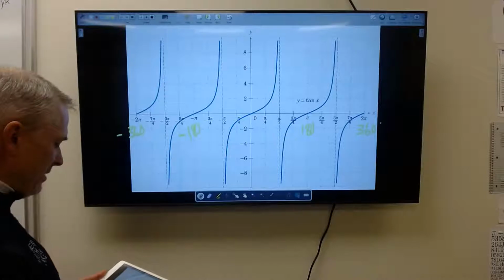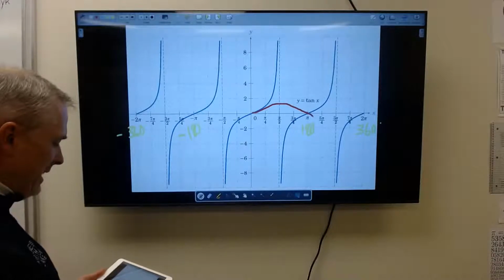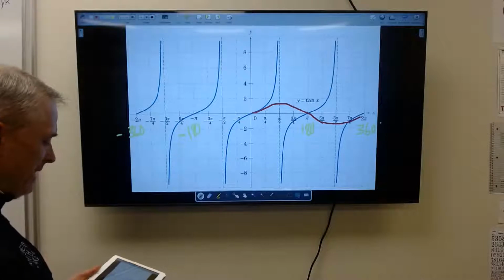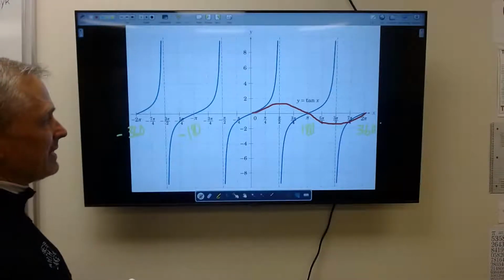Sine goes up to 1 at pi over 2. It's back down to 0 at 180. It's down to negative 1 at 3 pi over 2. And then it's back at 0 at 360.